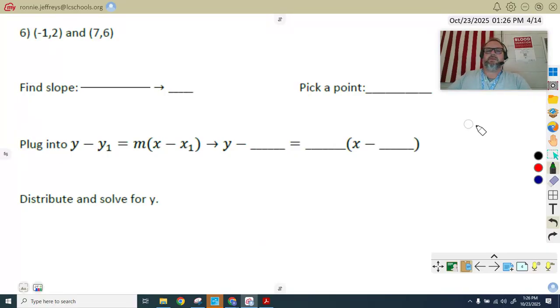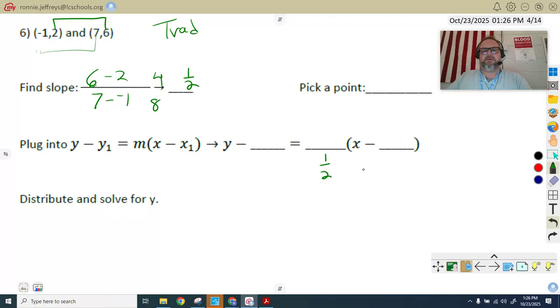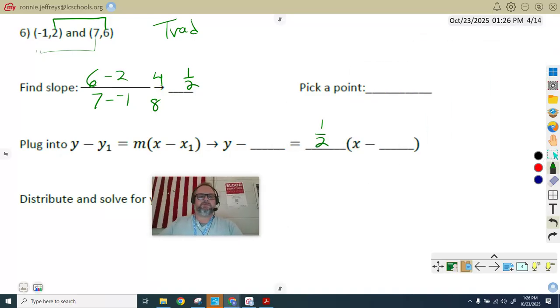So this one we're doing the traditional way. All right, so 2. I messed up. 6 minus 2, which will be 4. And 7 minus -1, which would be 8. 4 over 8 is 1/2. And that's about the amount of people that pay attention daily. And then they wonder why they don't know stuff.